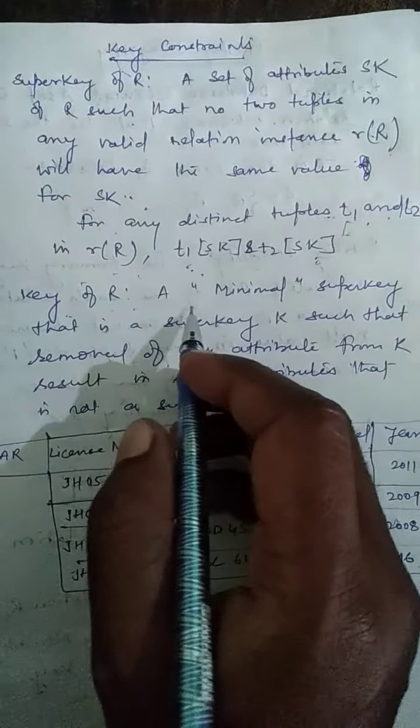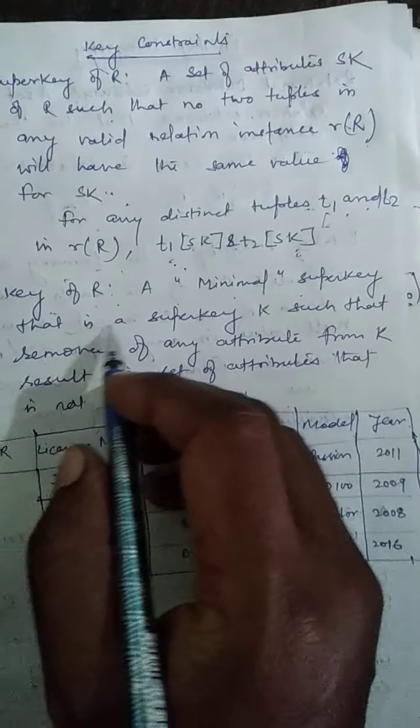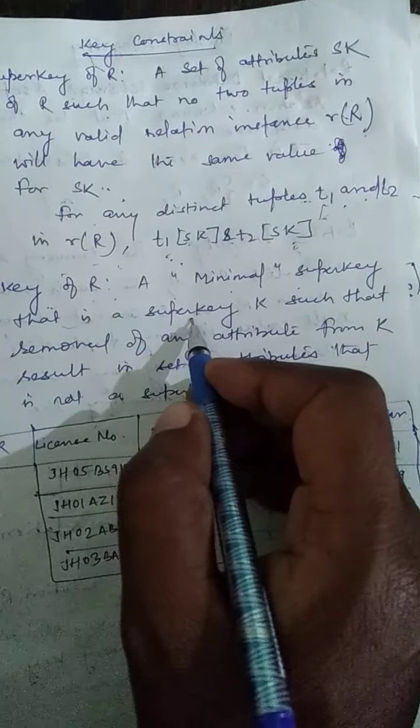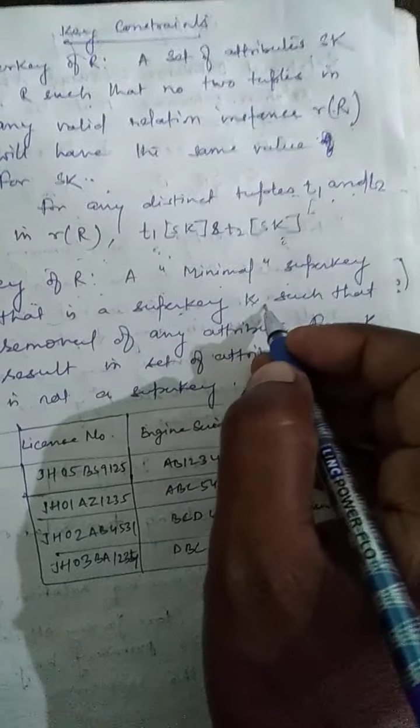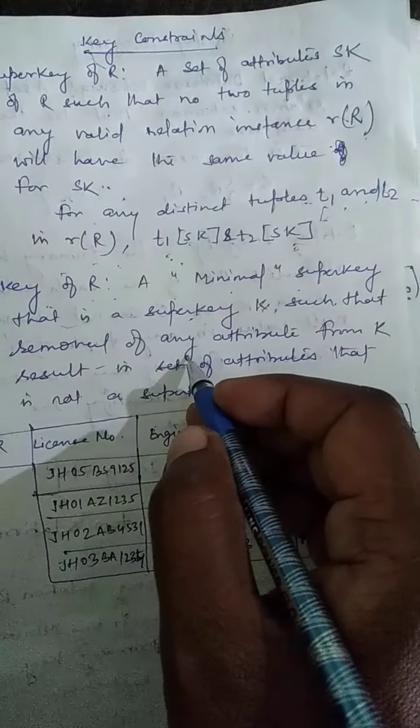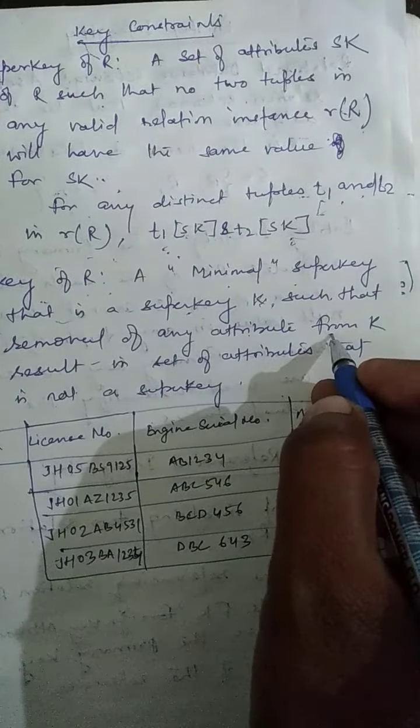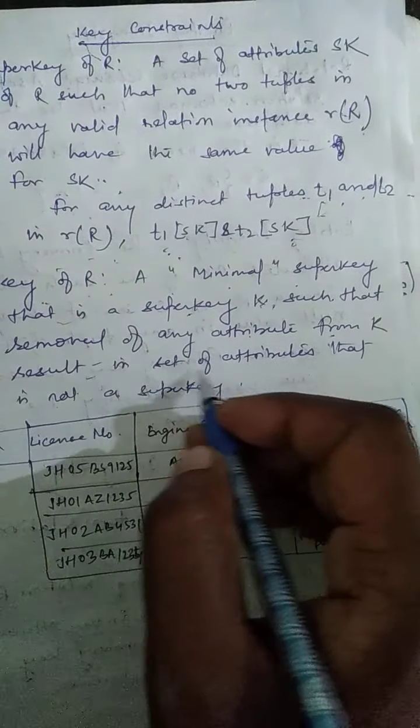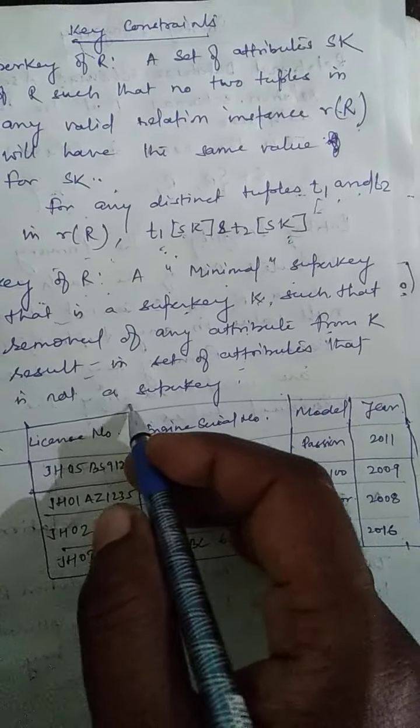Key of R: a minimal super key, that is, a super key K such that removal of any attribute from K results in a set of attributes that is not a super key.